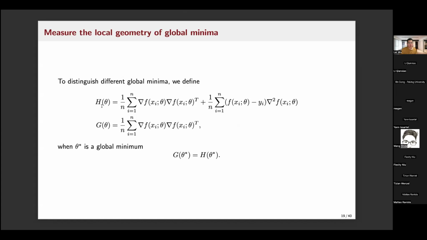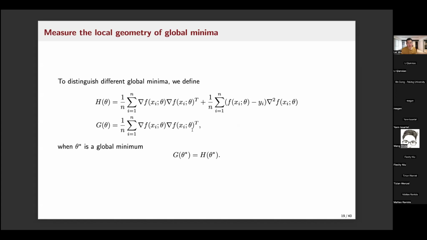For the regression problem with square loss, there's a very nice property: the Hessian has a natural connection with the empirical feature. Basically, the Hessian can be decomposed into two terms. The first one is the empirical feature matrix, and the other one diminishes at the global minimum, because at the global minimum the fitting error is 0. So this term is 0. Then we have H theta star equal to G theta star, where G theta star is the empirical feature matrix. Sometimes we also call it the Gauss-Newton matrix.